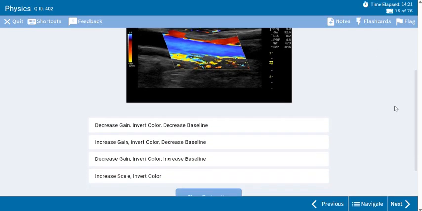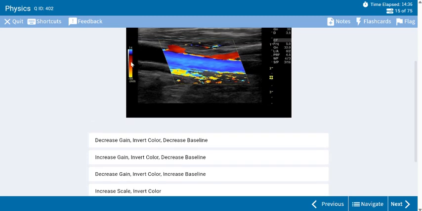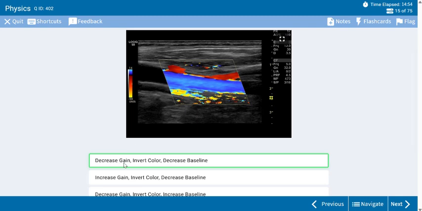So going down to the answers, like I mentioned, we want to invert the color. They all have invert color, which is good, but we want decrease baseline. So we got decrease baseline, invert, invert. These ones are out of the question. Since we did invert it, we would want to decrease the gain. So all this scattering and ghosting, we don't want that. So it would be decrease gain, invert color, and decrease baseline. And again, decrease gain is for this image coloring right here.